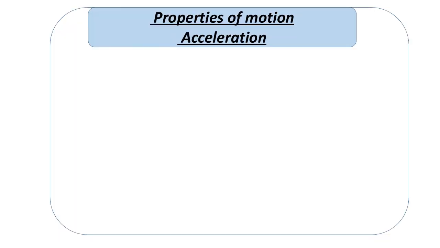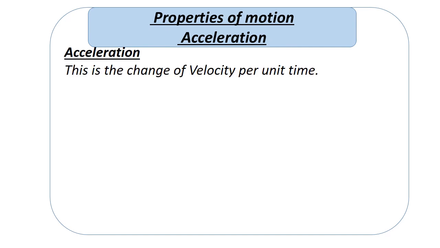The last property we're going to take a look at is called acceleration, and it is defined as the change of velocity per unit time. What this means is if an object is moving and then the velocity or speed in a specified direction changes from one value to another, that is acceleration. It can change from a smaller value to a higher value, or from a higher value to a smaller value. That is acceleration.